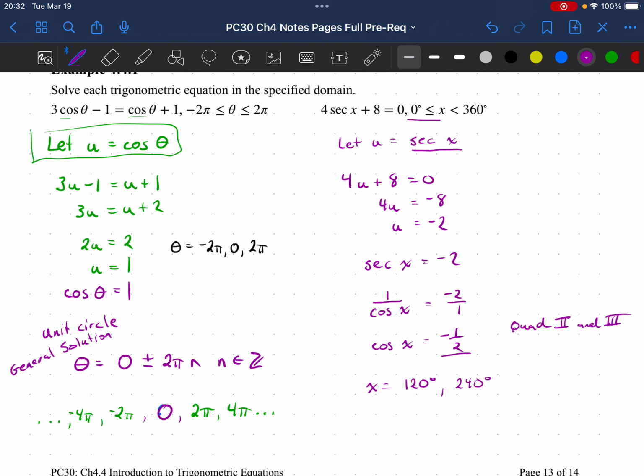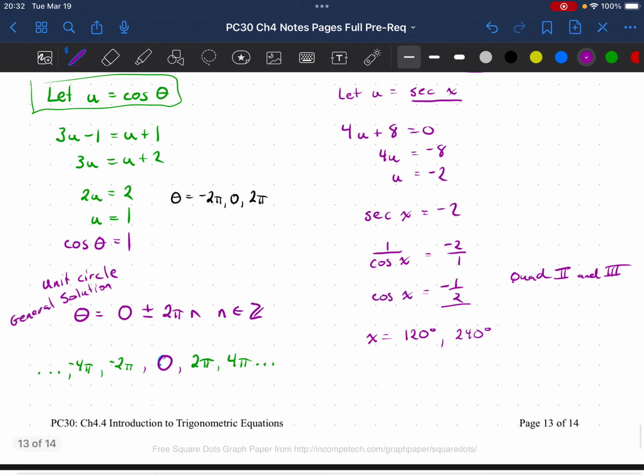Now, these are going to be our only answers in this domain, but let's take a look at the general solution, if we didn't have a domain restriction. We would have x is equal to 120 degrees plus or minus 360n, where n could be any integer, or x is equal to 240 degrees plus or minus 360n, where n is any integer again. This would be called the general solution.